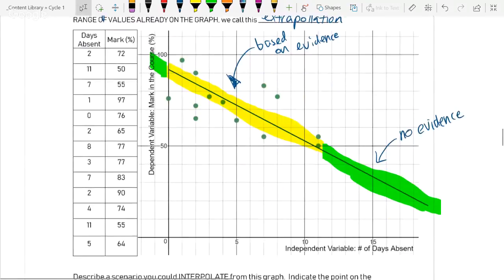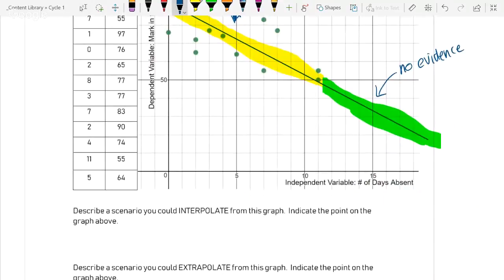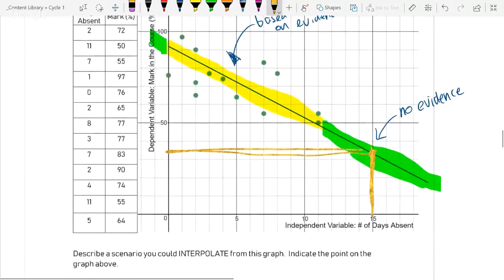So if I use this to say that somebody who misses 15 days should get, according to mine, what score should they get? These are all 10s, right? So 10, 20, 30, 40. Even below 40, that would be 40. So maybe like 35. So if I said somebody who missed 15 days should get about 35%, that's an extrapolation. I'm working outside of the data I have.